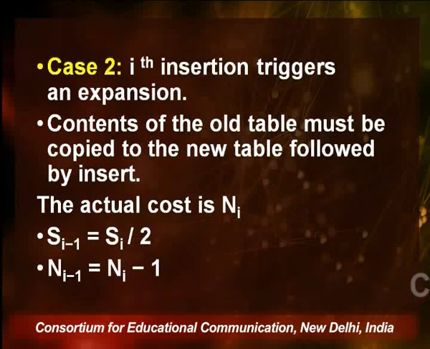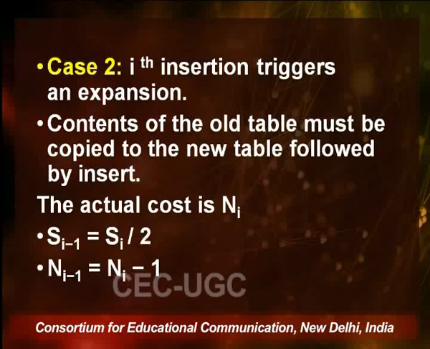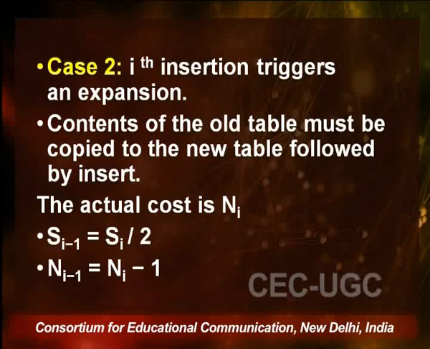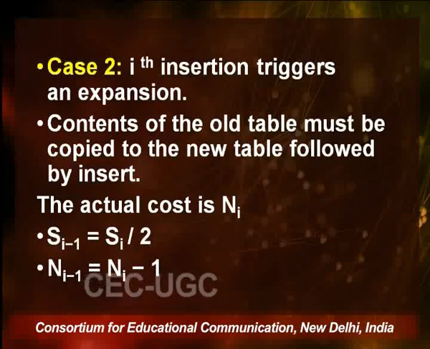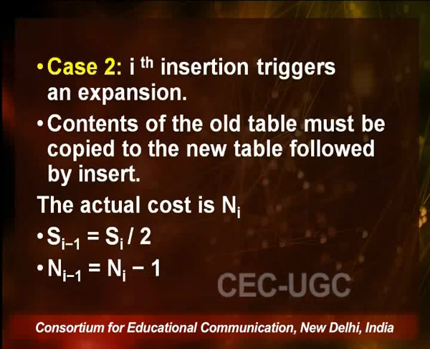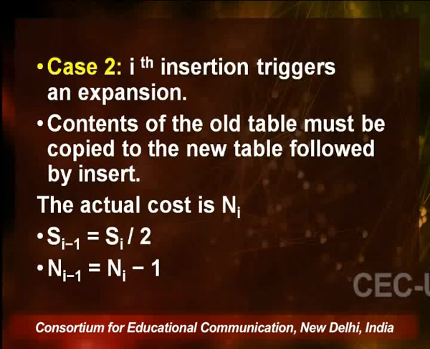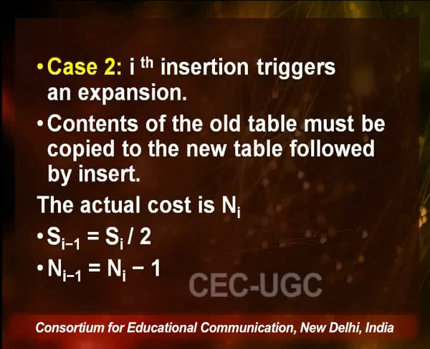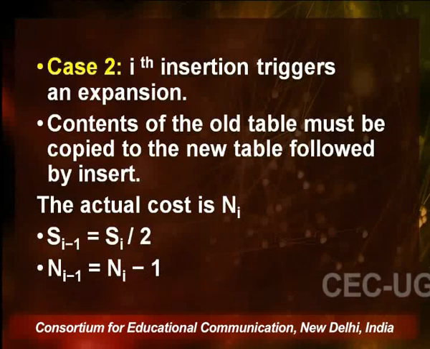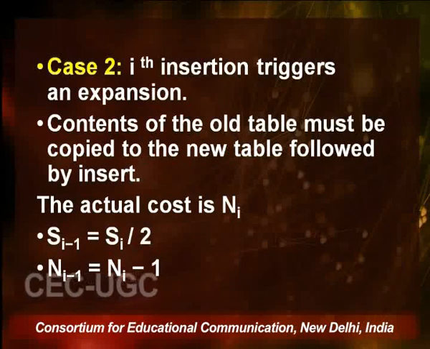Now the actual cost is not 1. In the earlier case, the actual cost was 1 because it was a simple insertion. Here it is copying all the contents of the old table into the new table. So the actual cost is n of i. We need to remember this. The earlier size is equal to half of the new size, because the operation is triggering an expansion. So we can say s of i minus 1 is equal to s of i divided by 2. That means the size after the ith operation is actually double the previous one.